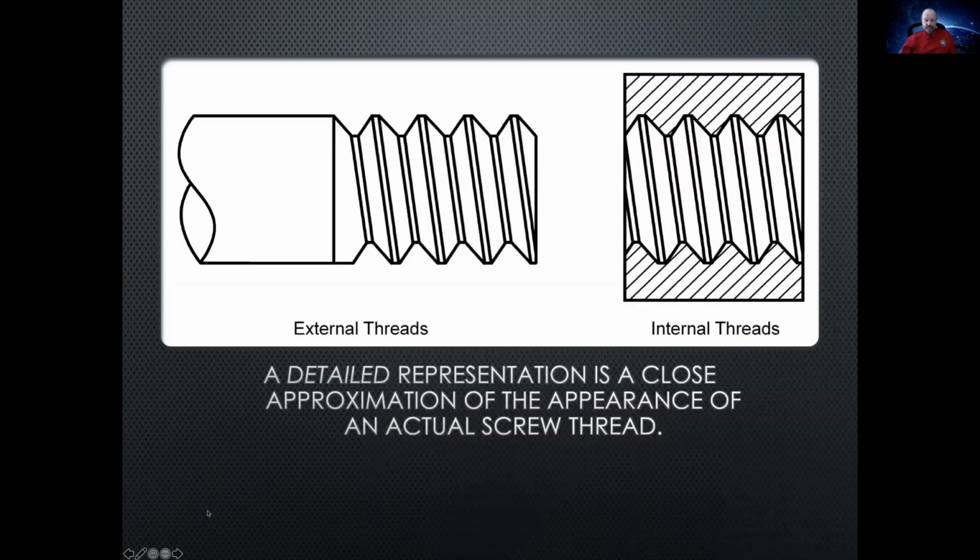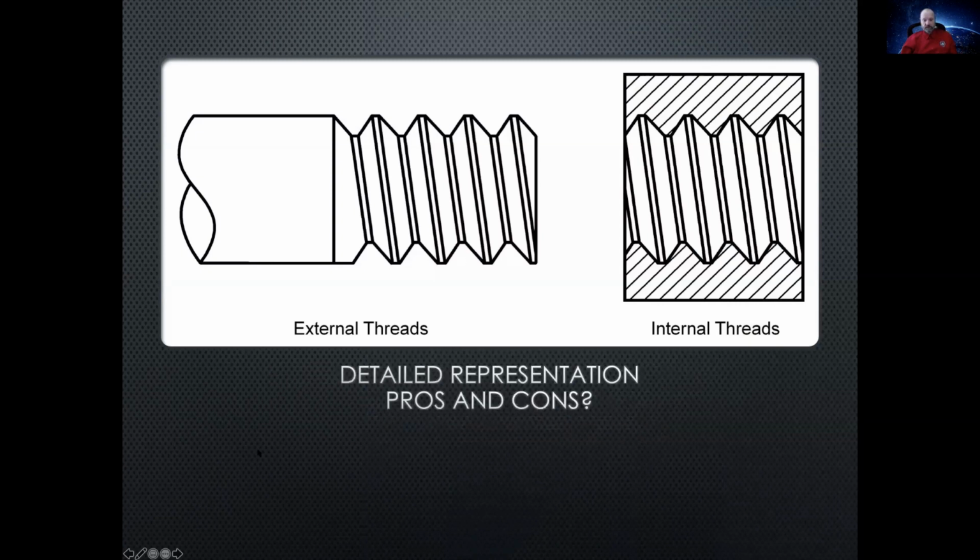So this is the detailed representation. It looks like a screw. Okay. The pros and cons of this, well, think about it, right? It's a little harder to draw. Okay, that's a con, especially in the old days when you had to draw everything by hand. And it might be more complex than you need to communicate your idea.